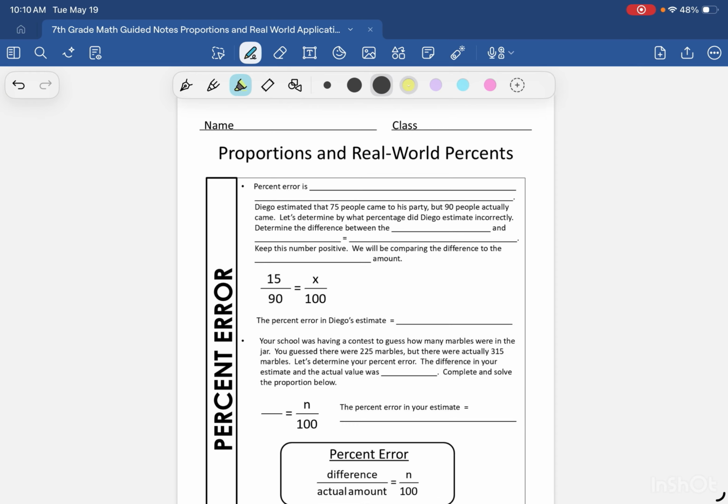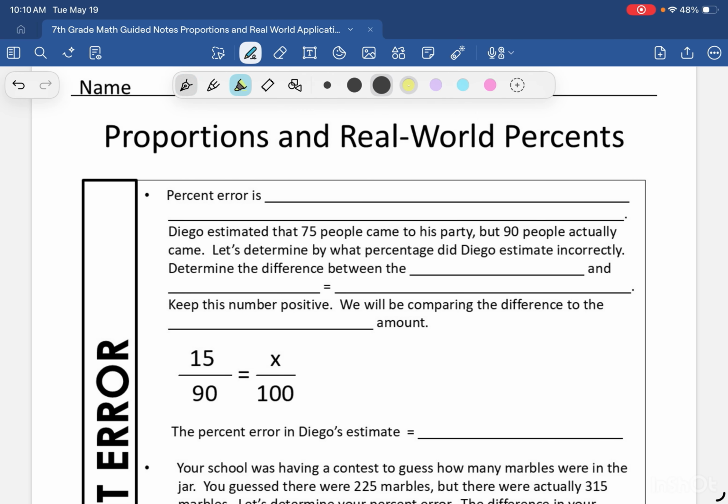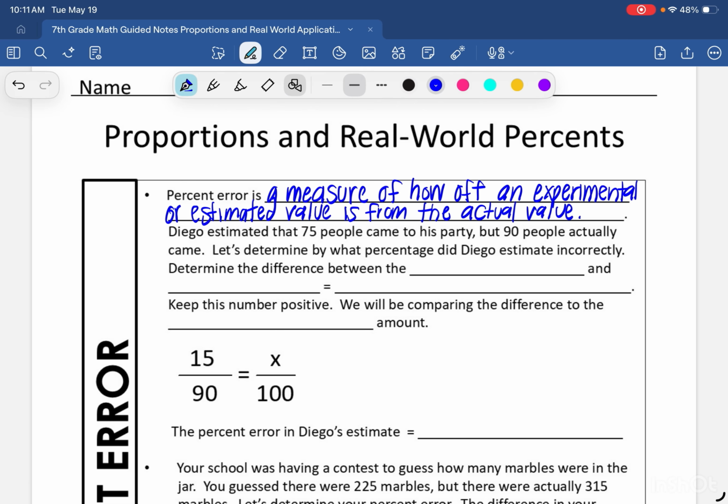Now we're going to look at percent error, which is similar, but it is different. Percent error is a measure of how off an experimental or estimated value is from the actual value. Diego estimated that 75 people came to his party, but 90 people actually came. Let's determine by what percent Diego estimated incorrectly. So we need to determine the difference between the estimated value and the actual value.